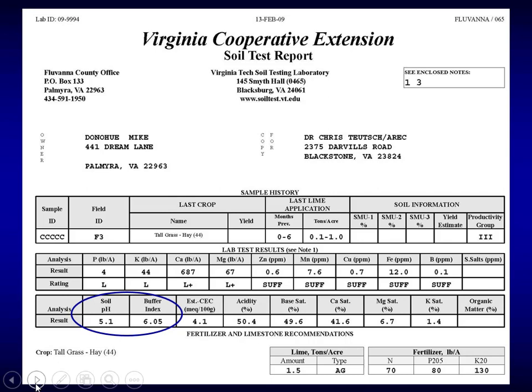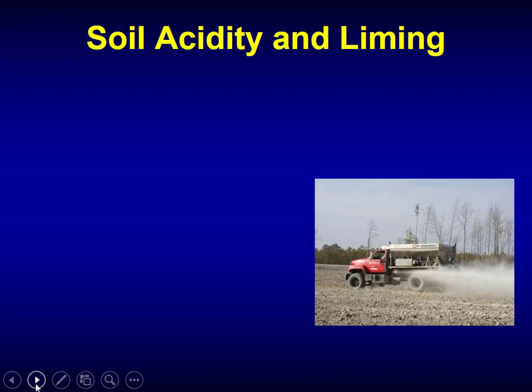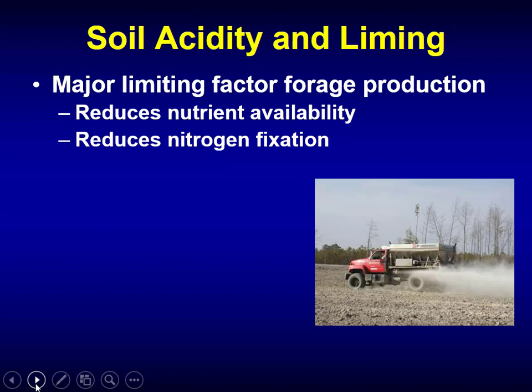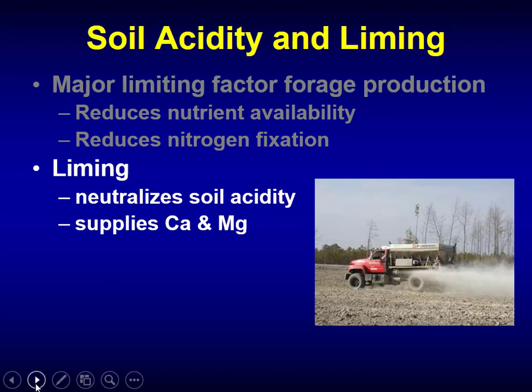So just to talk real quick about soil acidity and liming, and this will vary from area to area. Generally, in the eastern United States, we have problems with low pH, or acidity, in our soils. As we move west, we can have problems with alkalinity or high pH in soils. Soil pH is really a major factor limiting forage production in the southeastern United States, and it tends to reduce nutrient availability in the soil, and it also reduces nitrogen fixation in the legumes. And we generally recommend liming based on a soil test, not just liming, but based on a soil test to neutralize soil acidity. It also supplies calcium and magnesium.